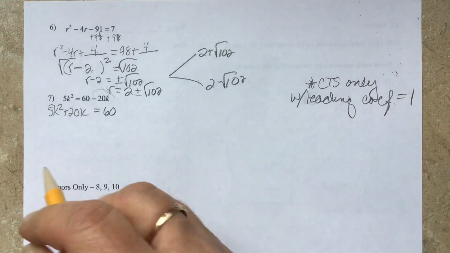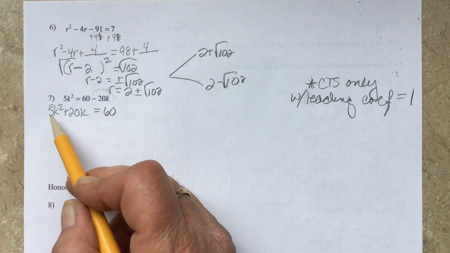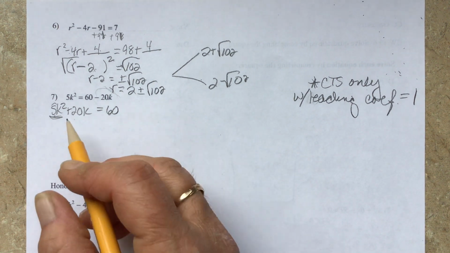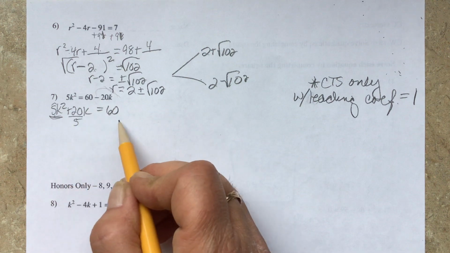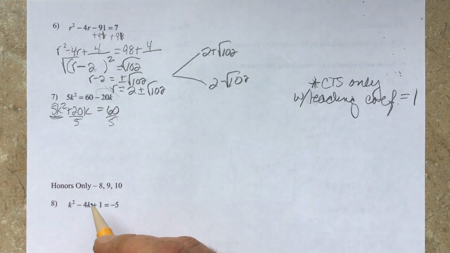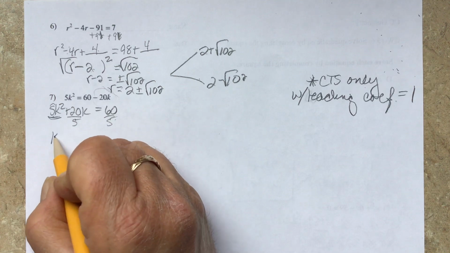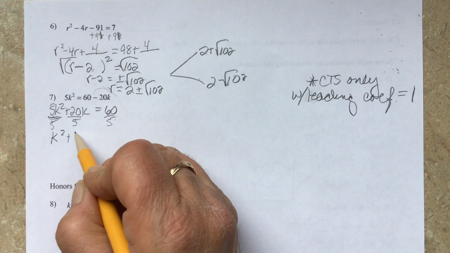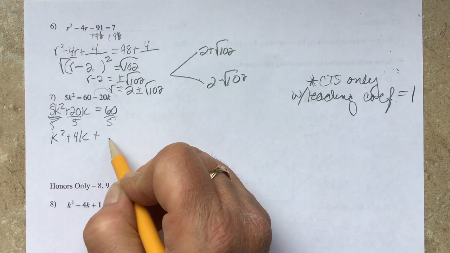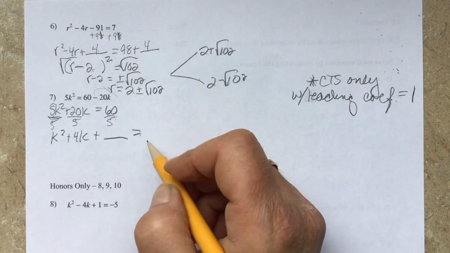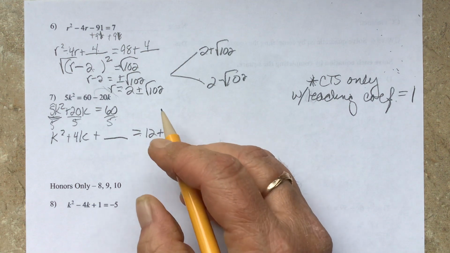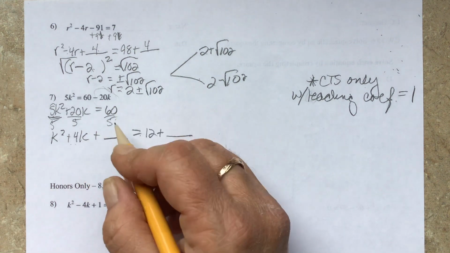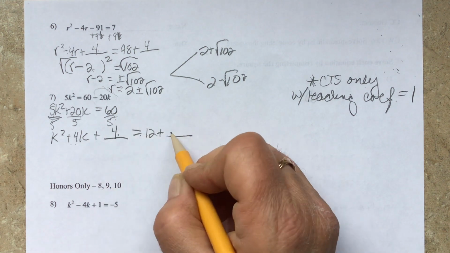So to get the leading coefficient on the squared term to be 1, I need to divide by 5. But if I divide by 5 in one spot, I have to do it in all of them. So I have k squared plus 4k plus something equals 12 plus something. Half of b and square it, so 2 squared is 4.